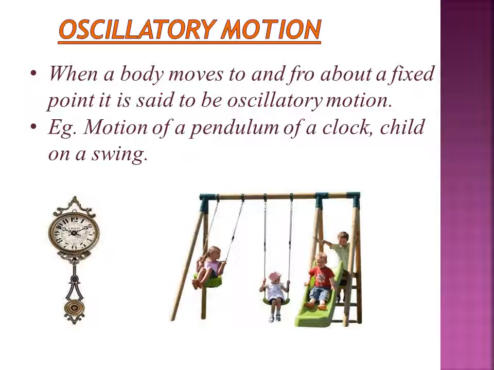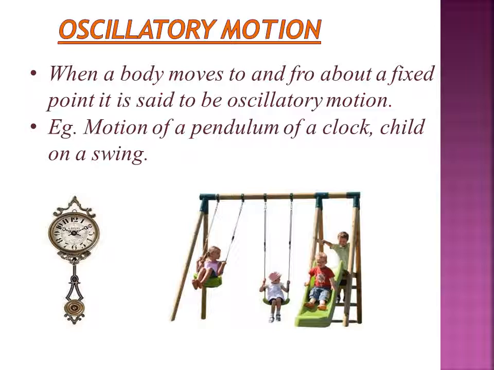The metal chain is fixed. Then if it is pushed or pulled, the motion will start, and it is a type of oscillatory motion. That means to and fro, forward, backward, forward, backward, and that type of motion is called oscillatory motion.